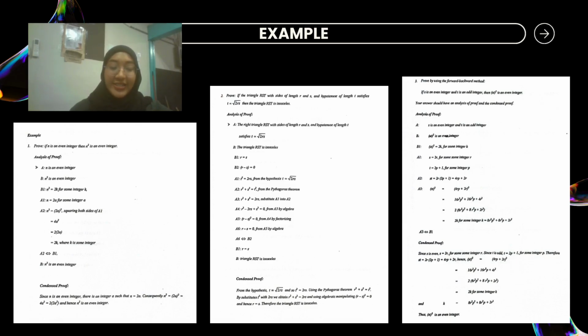A3: (st) squared equals (4rp plus 2r) squared, which we can expand to 16r squared p squared plus 16r squared p plus 4r squared. And this way we can see that.